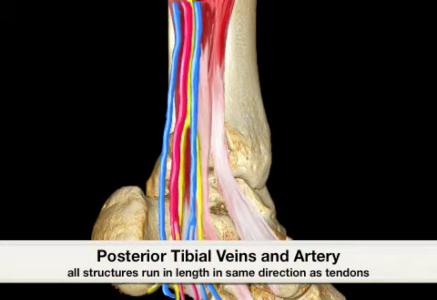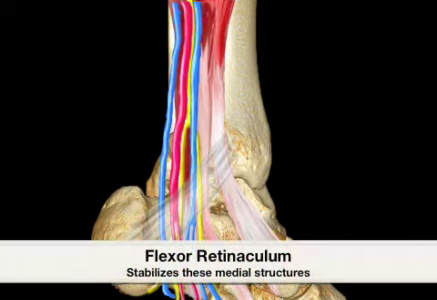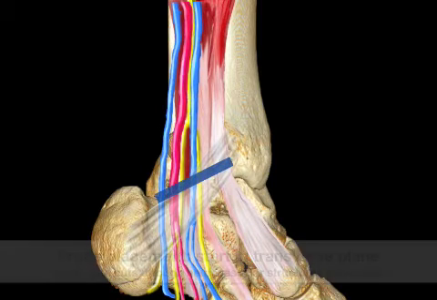The neurovascular bundle also consists of typically one artery and 2 to 3 veins. The medial flexor retinaculum begins at the medial malleolus and inserts to the medial margin of the calcaneus.